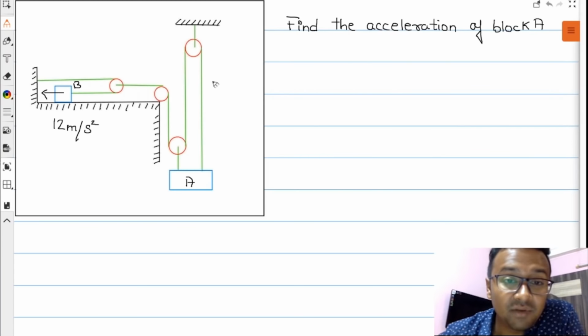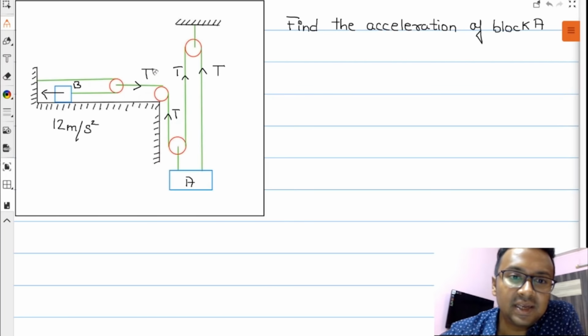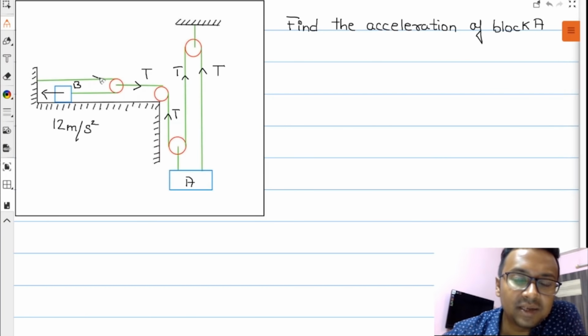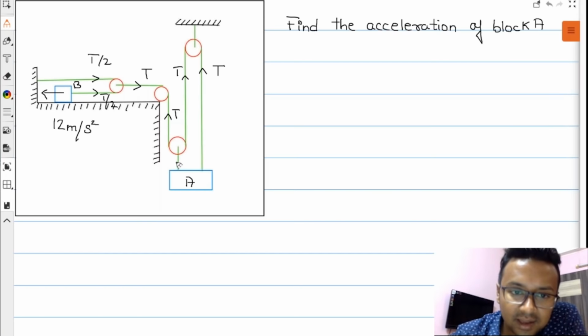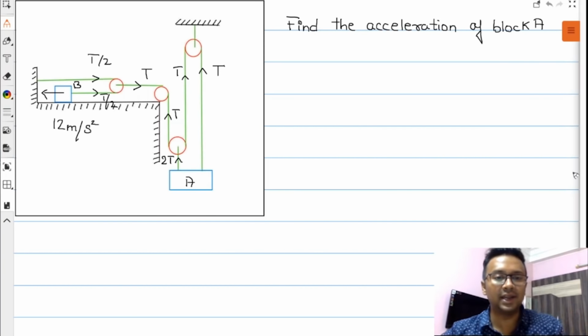See, the first thing we do, tension here. Here also, it is going to be the same, T. This is going to be again T. This is going to be T. So how much is this going to be, my dear students? T by 2. And this also T by 2. Clear? Overall, here it is going to be like 2T, and here it is already T.